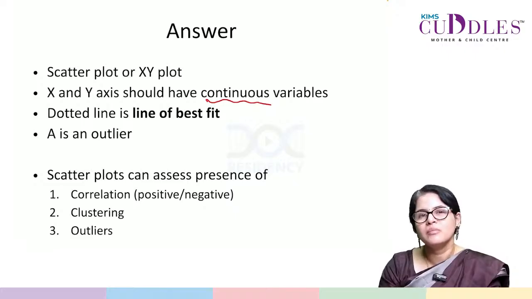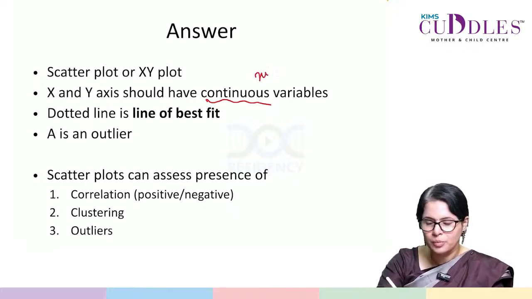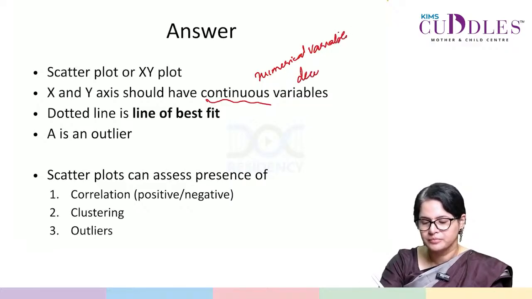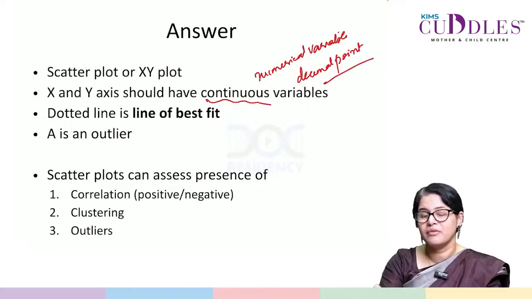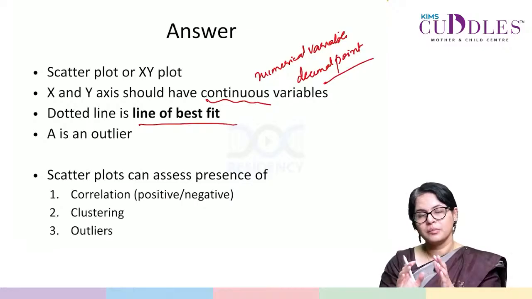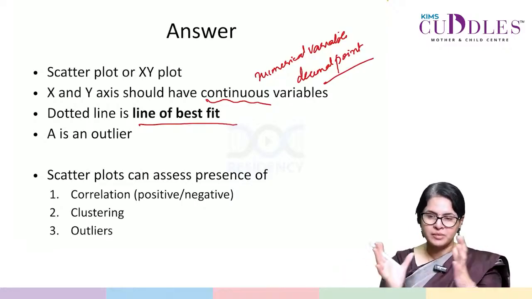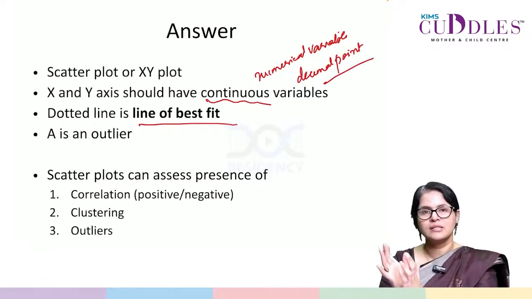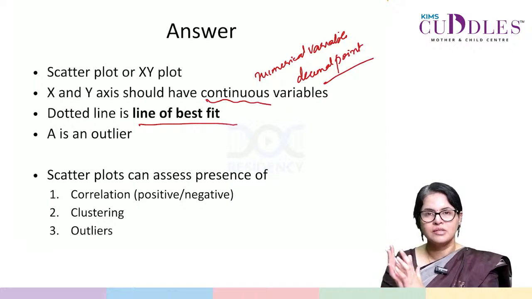By continuous variables, we mean these are numerical variables which can permit the presence of a decimal point. So these are numerical variables and they could have a decimal point. Now the dotted line that we see is the line of best fit. So in a scatter plot, when you have maximum number of variables falling in a certain line, it gives us the line of best fit.